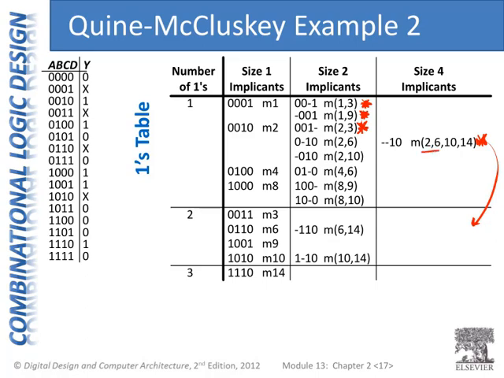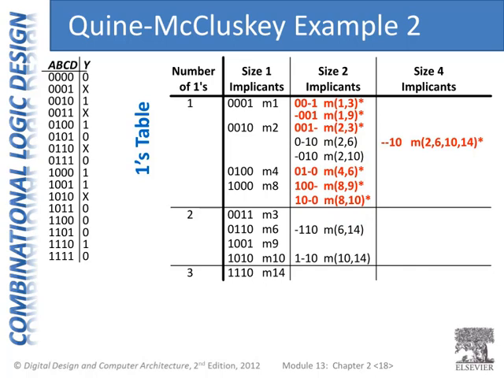M26 included, that's not prime. M210 included in a larger prime implicant, so that's not prime. M46, oh, that's not completely included. Part of it is, the 6 is included, but not the 4. So M46 is prime. M89, also prime. M810, also prime. M614, not prime. It's included in that larger prime implicant. And M1014, also not prime.